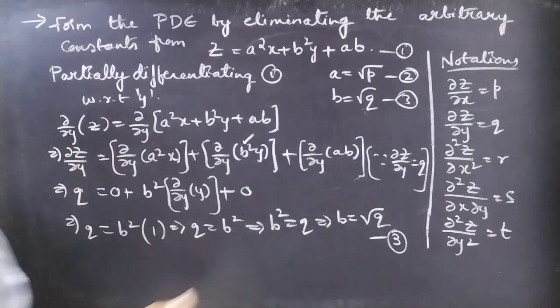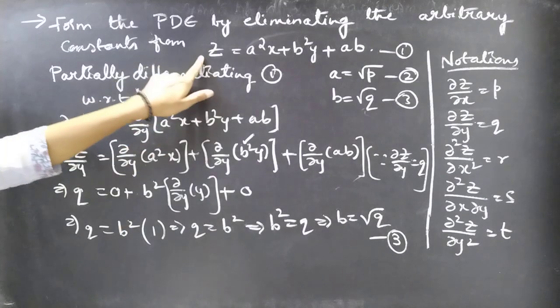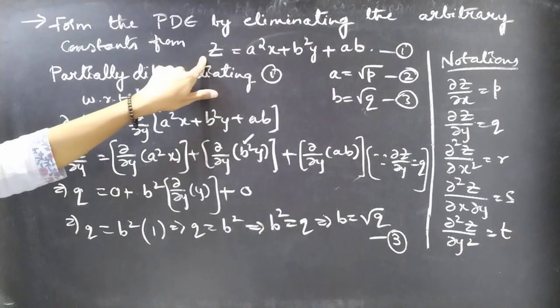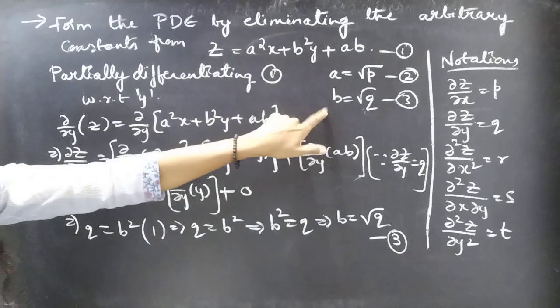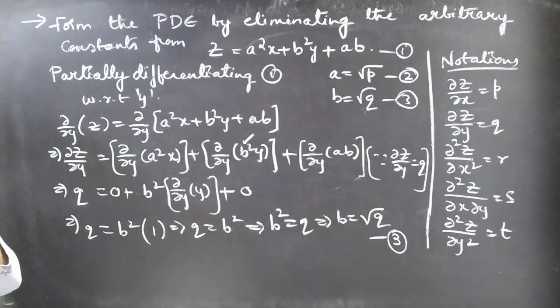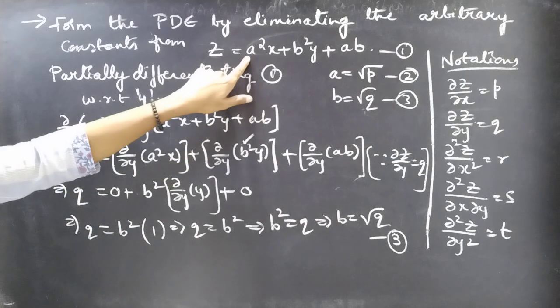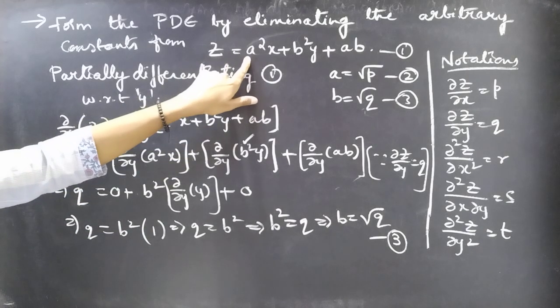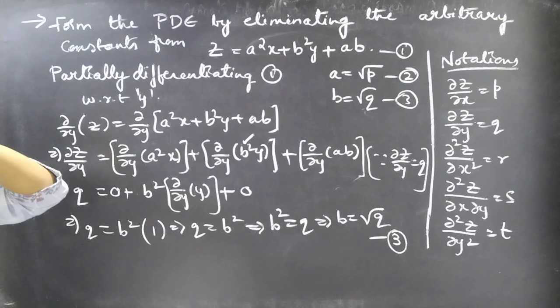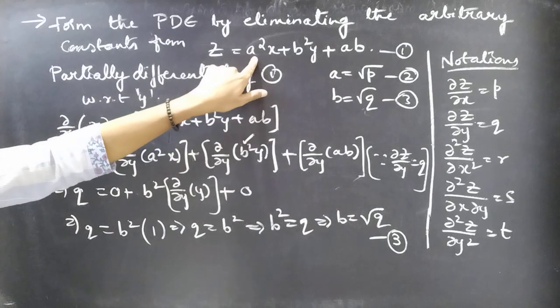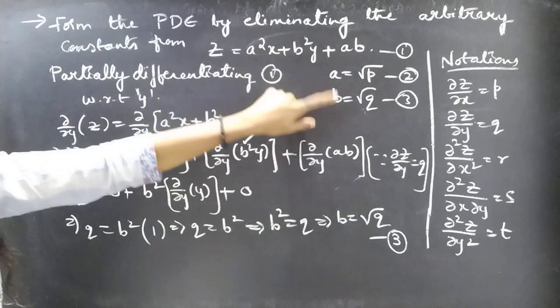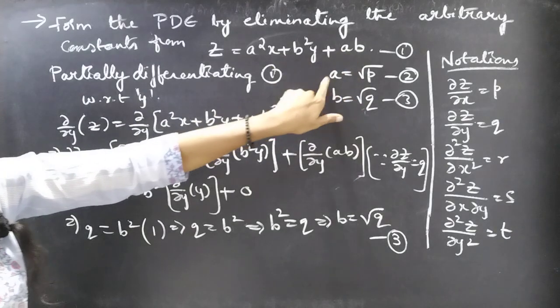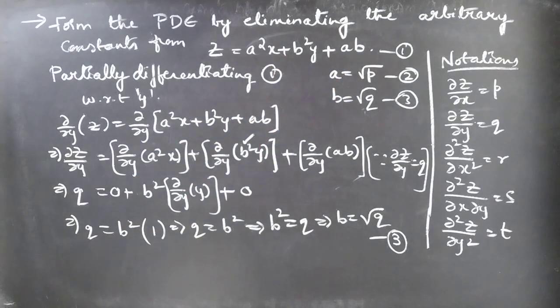Now observe 1, 2 and 3. So from these 3 we can say that by replacing 2 and 3 in 1, the arbitrary constants get eliminated, right? See, a can be replaced by square root of p, so the arbitrary constant a gets eliminated. Here also b gets eliminated using 3, and ab gets eliminated using 2 and 3. Right? Let's see that now.